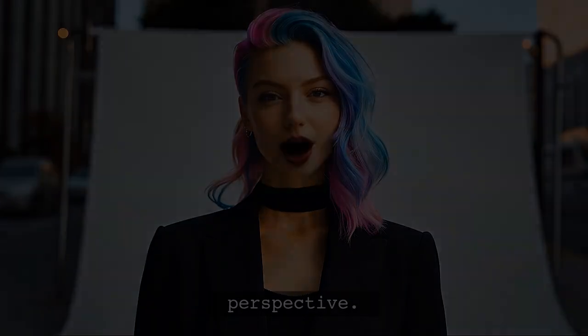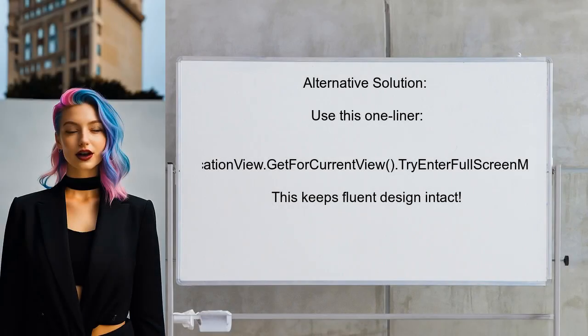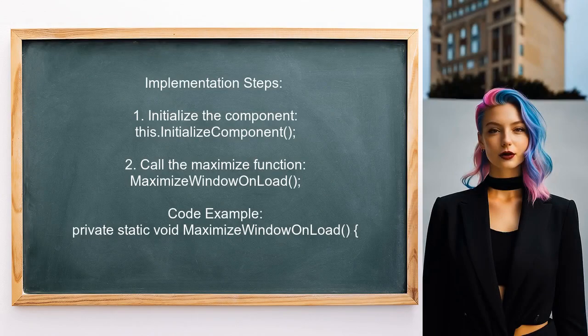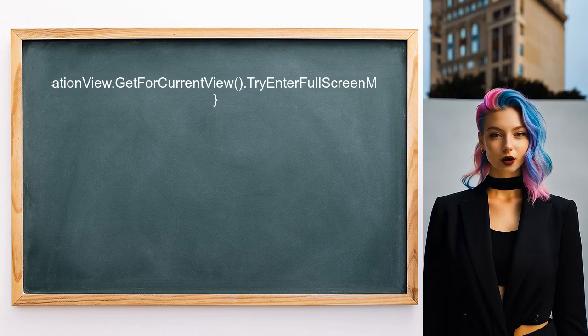Let's see another perspective. An alternative solution comes from another user who suggests a simple one-liner to ensure your UWP app launches in full screen. They recommend using the command ApplicationView.GetForCurrentView().TryEnterFullScreenMode. This method maintains the fluent design elements like acrylic and reveal highlight. They also mentioned that they initially tried another method, but faced issues with maximizing the window and losing design features. However, by calling this one-liner right after initializing the component, they achieved the desired full screen effect.